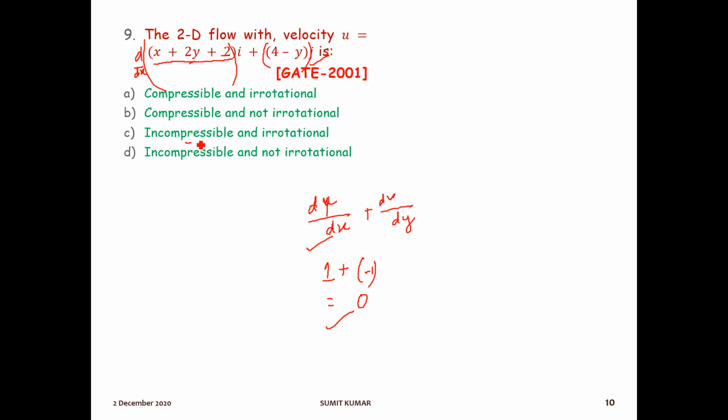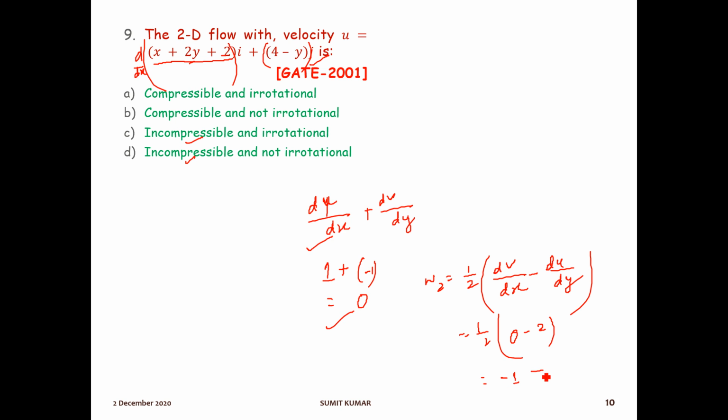So it is incompressible. Now check for irrotationality. For irrotationality we will use the angular velocity equation, half of dv by dx minus du by dy. Here dv by dx, for v, you cannot see any x component, so dv by dx equals 0, minus du by dy. Here du by dy is what? Here it is 2, so it is coming minus 1.